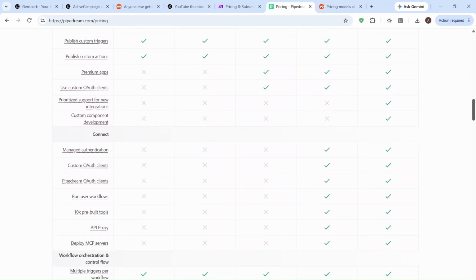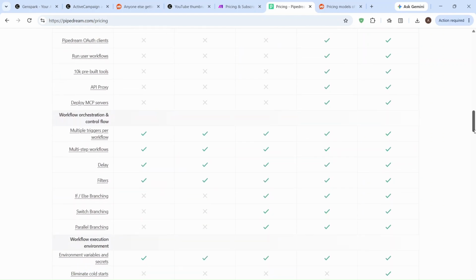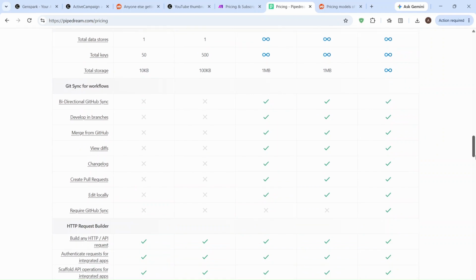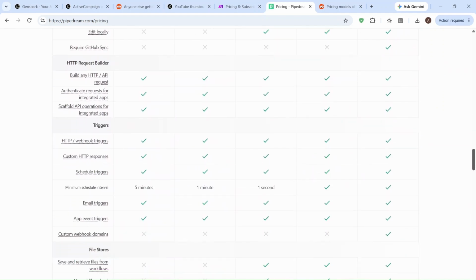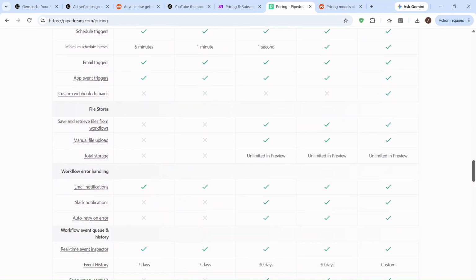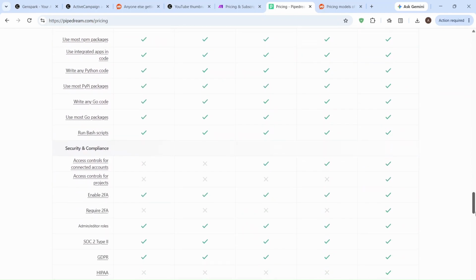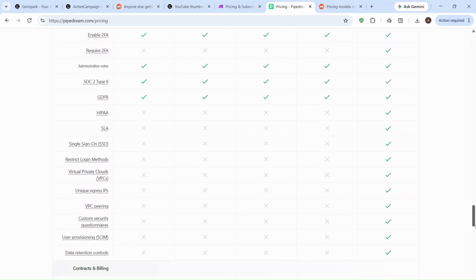Look at this row, HTTP and webhook triggers. Check marks across every single plan, even the free one. Your webhooks aren't locked behind an expensive upgrade. So on Pipedream, you receive as many webhook events as you want, and you only pay for the compute time your workflows actually use. Not per step, per run.